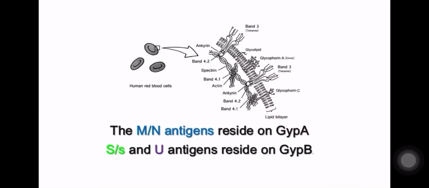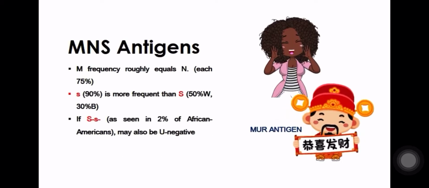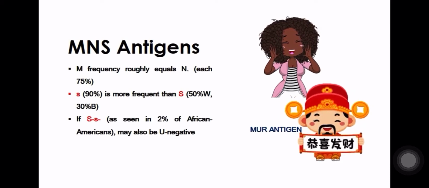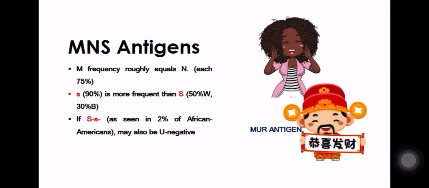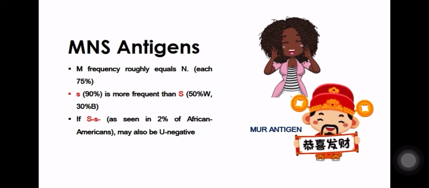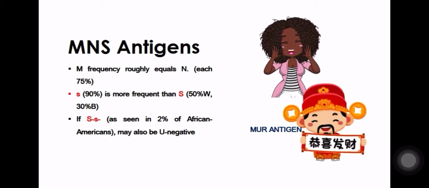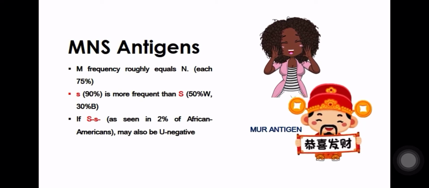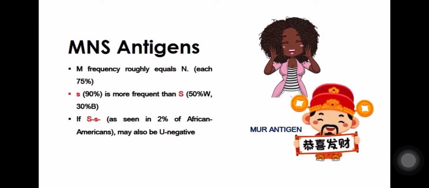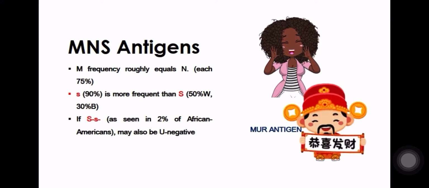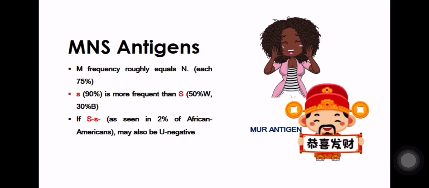Remember, the M and N antigens reside on glycophorin A, while S (capital S and small s) and U antigens reside on glycophorin B. Characteristics of M and S antigens: M frequency is roughly equal to N, each around 75%. Small s is more frequent than capital S: around 90% of the population for small s, and for capital S, 50% for Caucasians and 30% for African Americans.